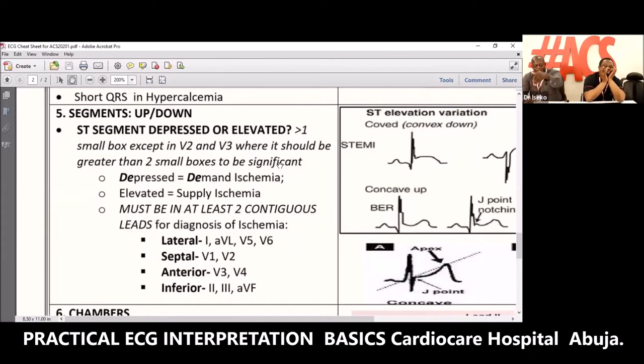PR segment, when it goes below the isoelectric line, that TP line, you say it's depressed. Not the interval, the segment, sorry.